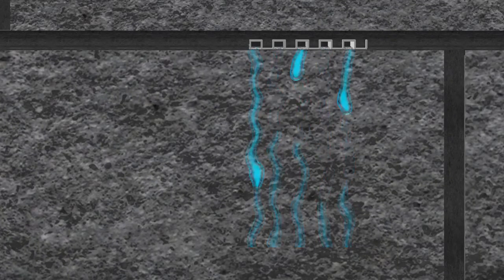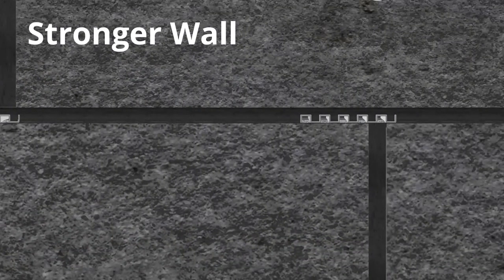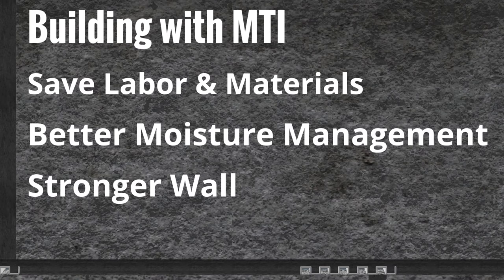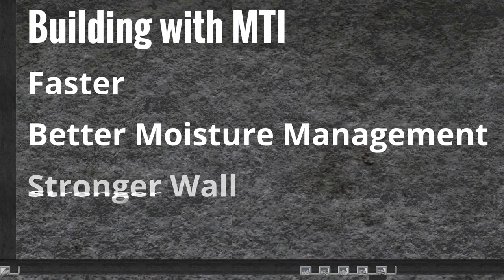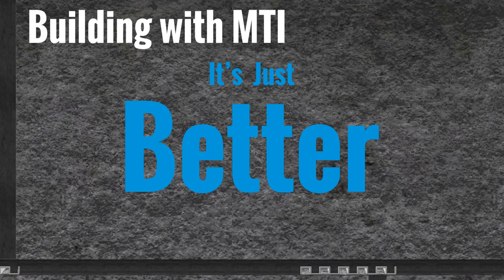And the bed joint of mortar's direct block-to-block contact creates a stronger flexural bond. MTI's weeps directly drain the moisture on the flashing. The result is a stronger wall, better moisture management, and a savings in labor and materials. It's faster, it's stronger, it improves drainage, and it costs less. It's just better. Build better with MTI.